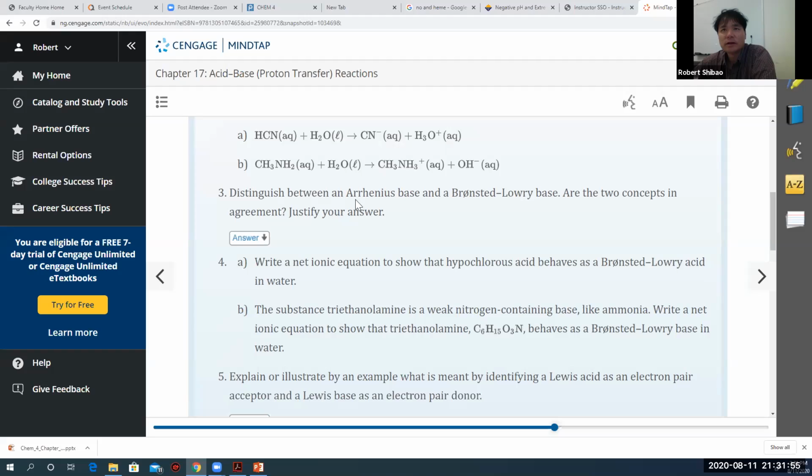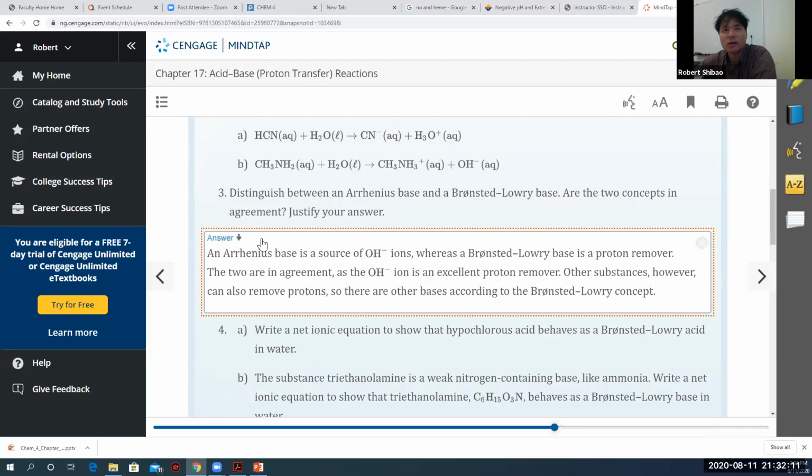3, distinguish between an Arrhenius base and a Bronsted-Lowry base. Arrhenius base is just hydroxide in water. Bronsted-Lowry base is proton acceptor. Yeah, they're in agreement, but there could be bases that Arrhenius misses because not everything's in water.